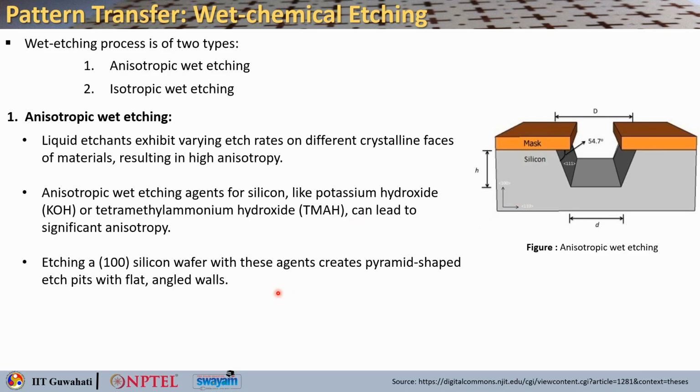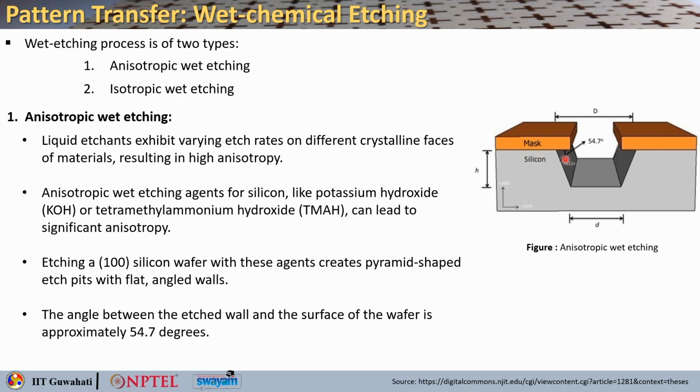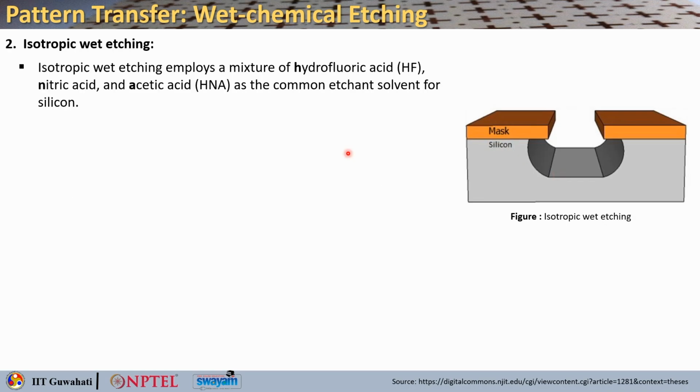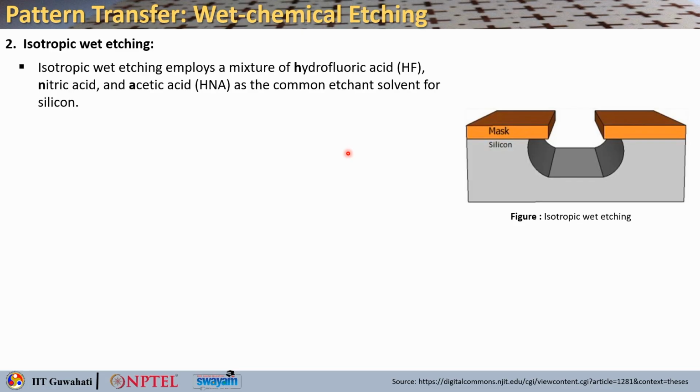And etching a 100 silicon wafer with this kind of agents creates pyramid shaped etch pits with flat angled walls. Here you can see the angle between the etched wall and the surface of the wafer is roughly 54.7 degrees. Now, you can also have isotropic wet etching. Isotropic wet etching employs a mixture of hydrofluoric acid HF, nitric acid and acetic acid, all three together called HNA, which is used as a common etchant solvent for silicon.